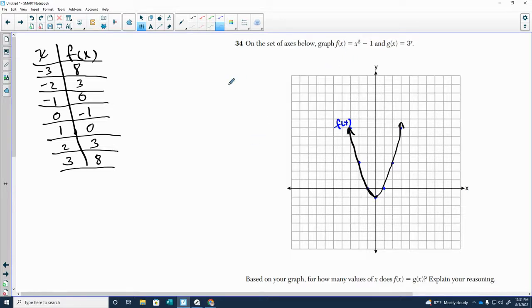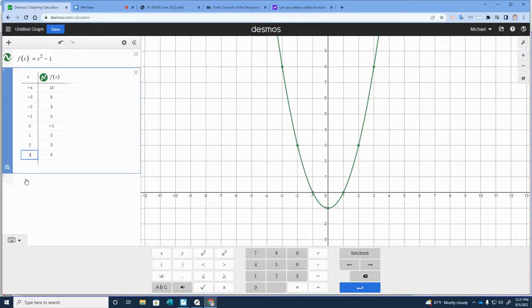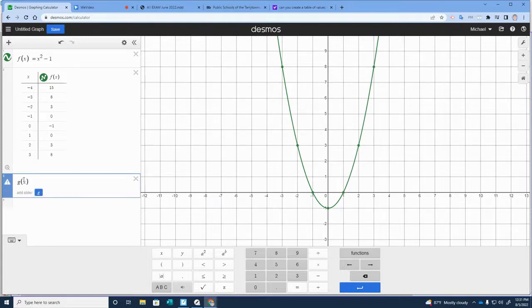So let's do the g of x, which is an exponential function. So I'm going to go back to my graphing calculator, and I am going to click into the third input space, and I'm going to put g of x equals 3, and I want to do the power of x. So on my keyboard, if it's down, you're going to come down here and lift it up.